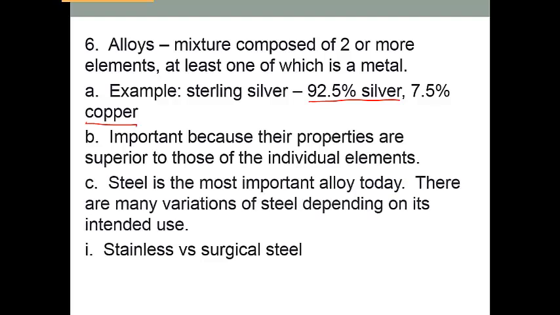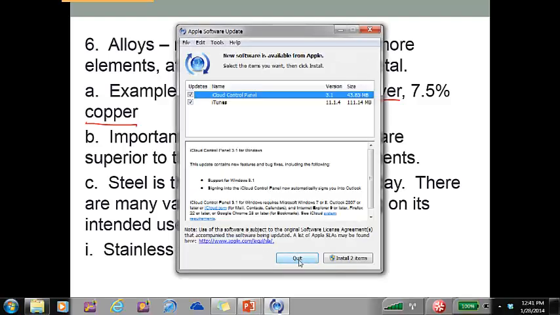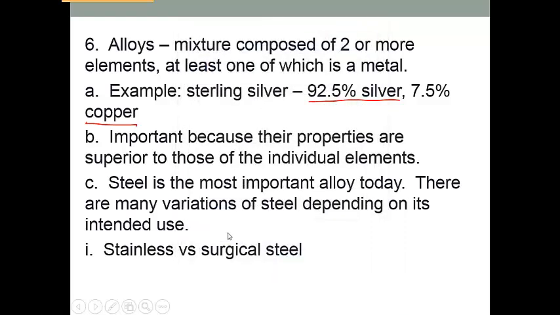Steel, for instance, is probably the most important alloy today because we have so many varieties of how we can use it. We have stainless steel that people use in cooking. They also have stainless steel refrigerators and stoves and all these things. We also have surgical steel, which is completely different. It has a different mixture to it, but it is used in surgery so that it can help protect against bacteria growth and things like that. So each type of alloy has its own unique property that is better than the individual elements if they were by themselves.